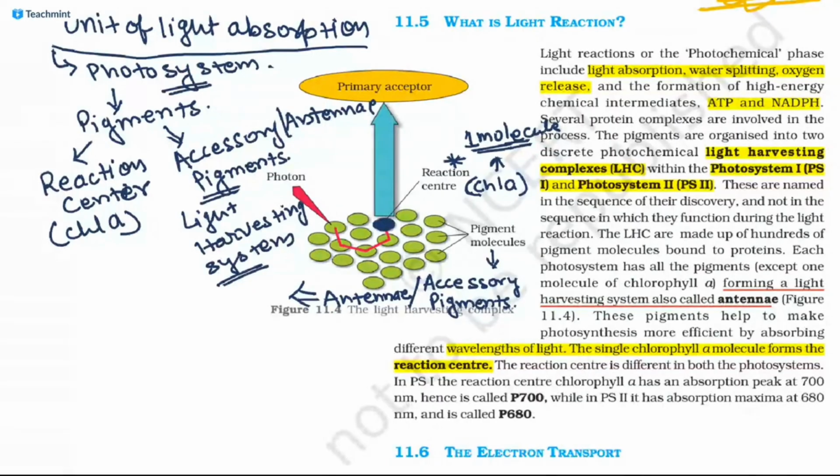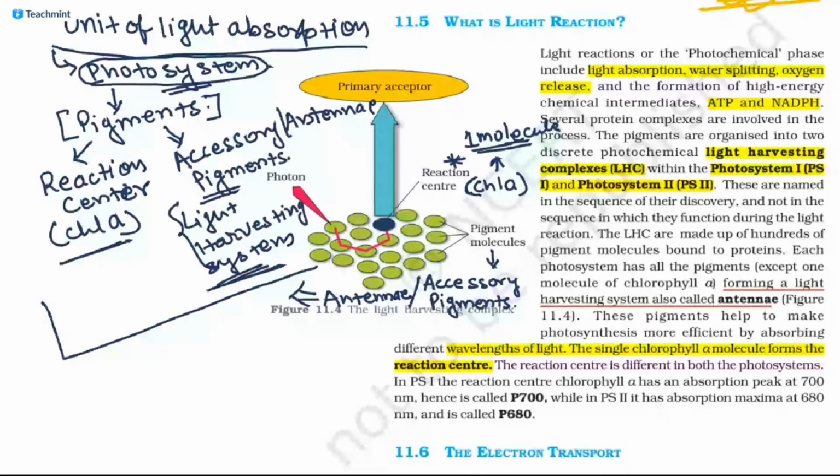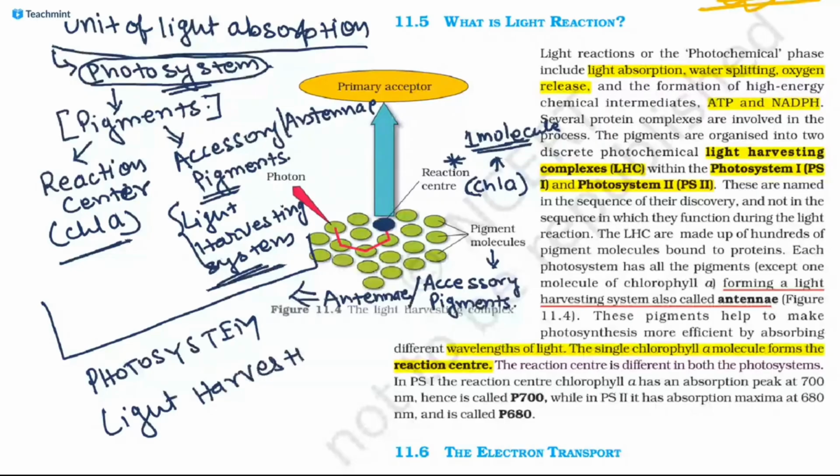So now overall, what did you understand? This photosystem consists of pigments, right? These pigments include the reaction center, and these pigments include the accessory pigment. The accessory pigment is also called the light harvesting system. Now, overall, this together, can we call it the photosystem? Photosystem. This photosystem is also called the light harvesting complex. Here these are LHC.